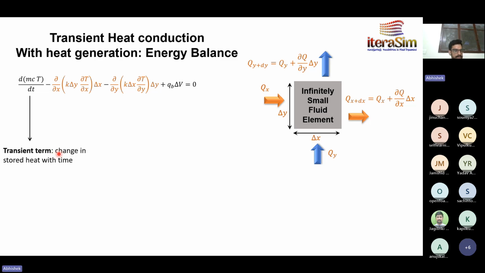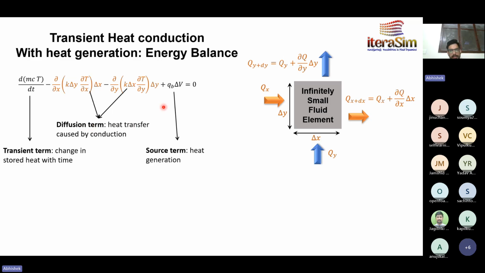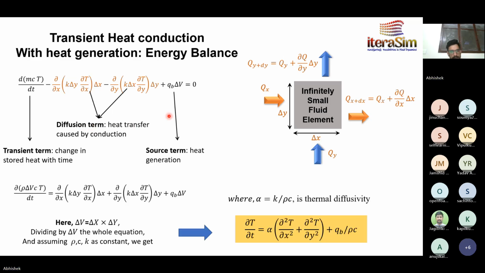That is showing us the change in stored heat with time, or the change in internal energy or temperature. Another term is the generation related to conduction. That is the diffusion term, so conduction is basically diffusion. And another is the source term. If you do simple mathematics, this is the 2D transient heat conduction problem with heat generation, where Q_B is heat generation, right? Now this is only diffusion.